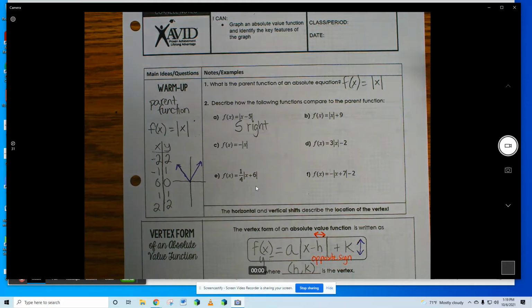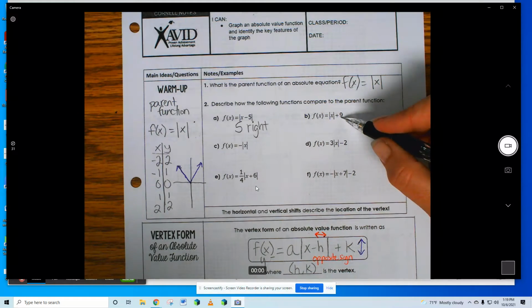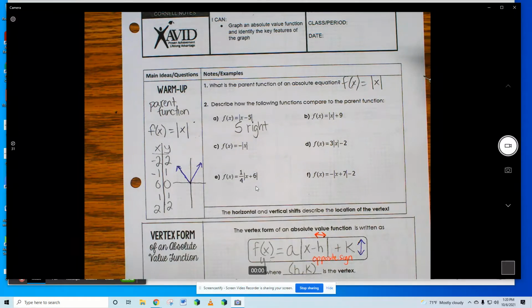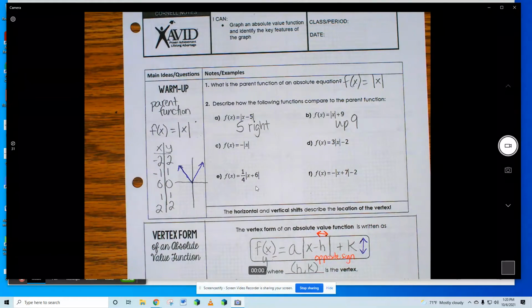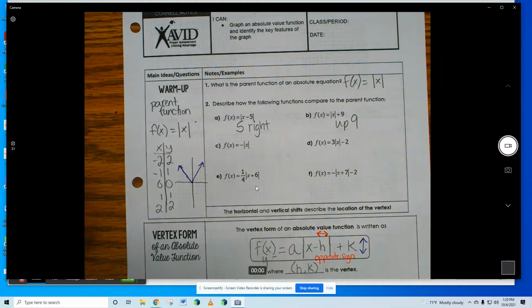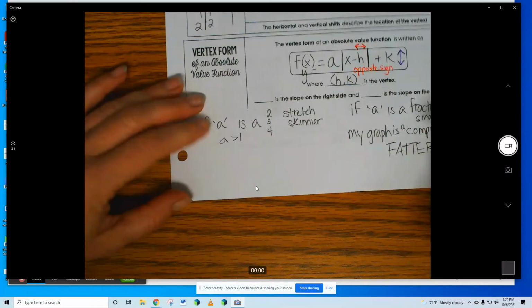All right. B, what's happening to the +9? Up 9. Okay. C, ooh, negative. I haven't talked about that. Let me go down to the bottom and talk about it.